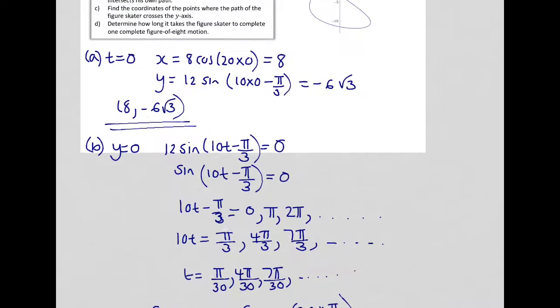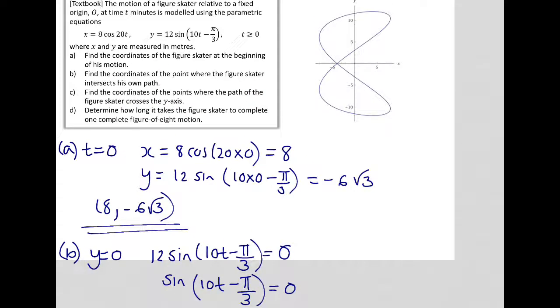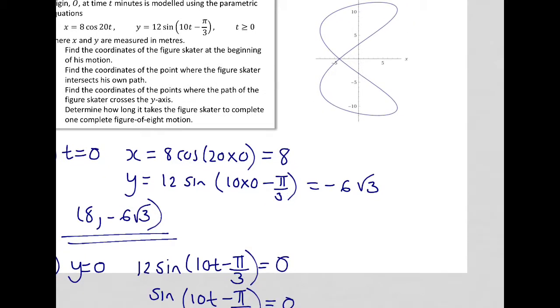Right, moving back up, let's find C. For C, we want to find the coordinates of the points where the path of the figure skater crossed the y-axis. So let's look at the graph. He cuts the y-axis 4 times. That's quite a lot. So I'm just wondering how they managed to get the x and the y-axis. Did they draw it accurately on the ice, or maybe they didn't bother. But anyway, find the coordinates of the point where it cuts the y-axis.